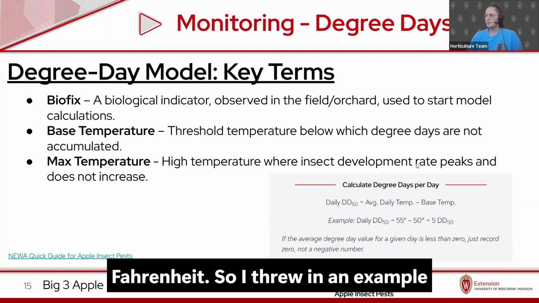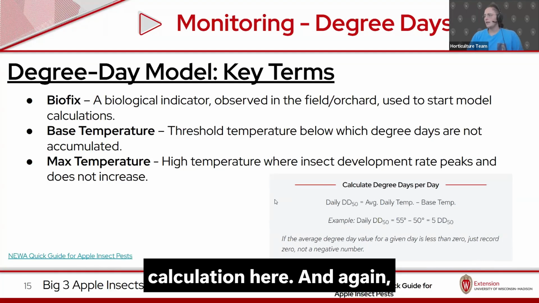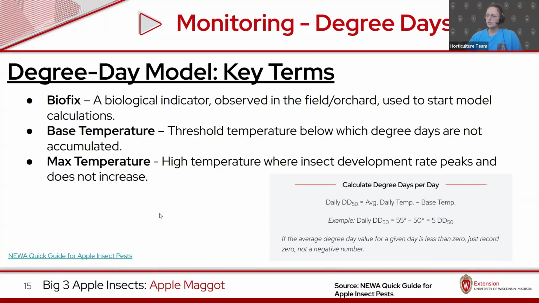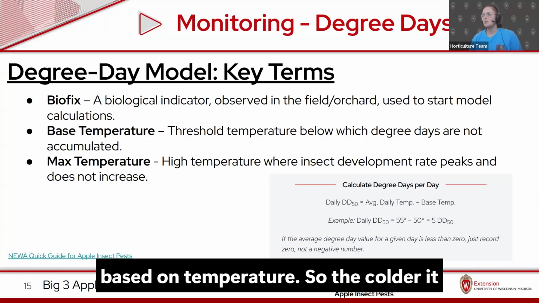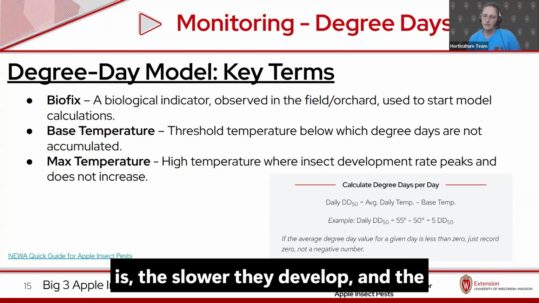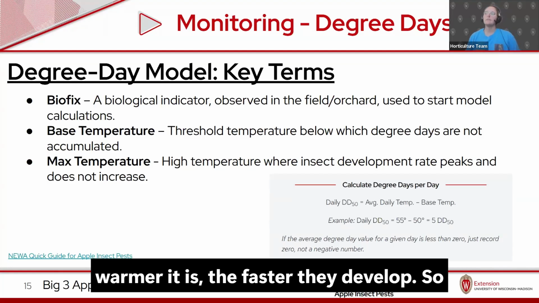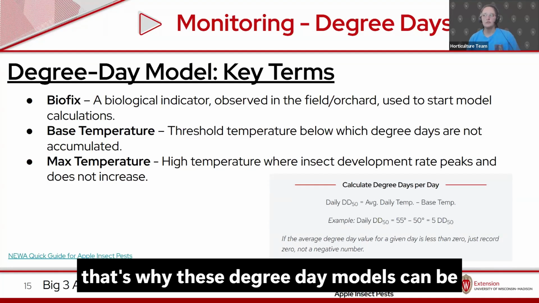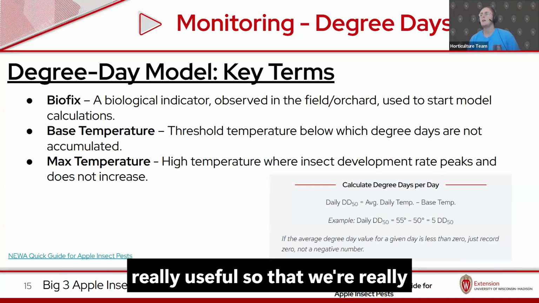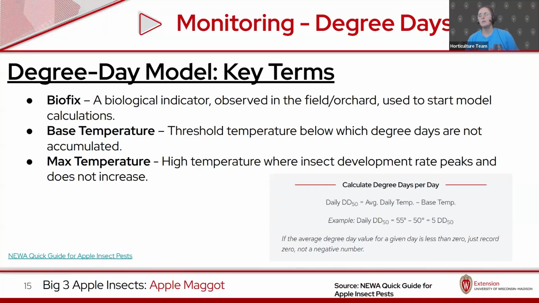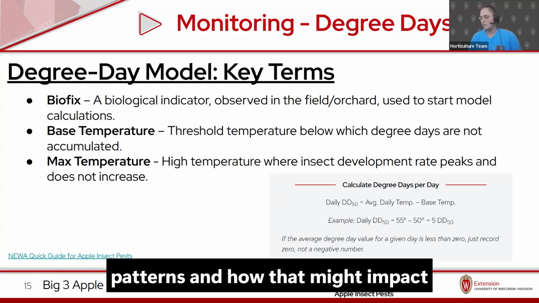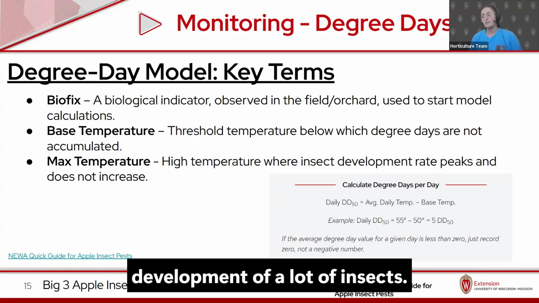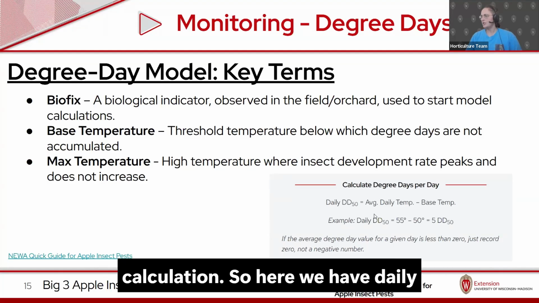So I threw in an example calculation here. And again, just to reiterate, insects do develop based on temperature. So the colder it is, the slower they develop. And the warmer it is, the faster they develop. So that's why these degree day models can be really useful, so that we're really hyper-focused on the current weather patterns and how that might impact development of a lot of insects. But this is just a really general calculation.